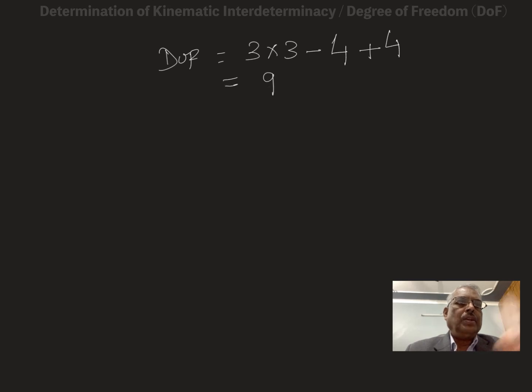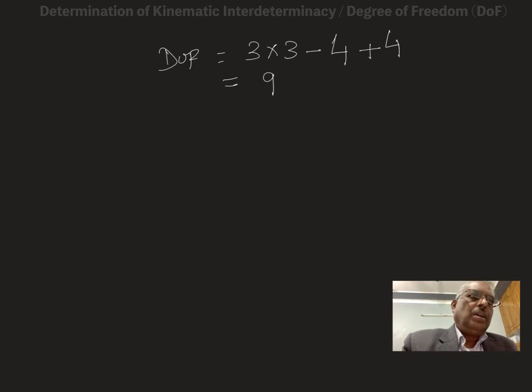So how much degree of freedom is there? Number of joints is 3. We cannot consider the internal hinge as a joint, because we are already taking 4 degrees of freedom for that. Therefore, we will take only 3 joints. Reactions are 4, and additional 4 for the internal hinge. So therefore, total degree of freedom is 9.